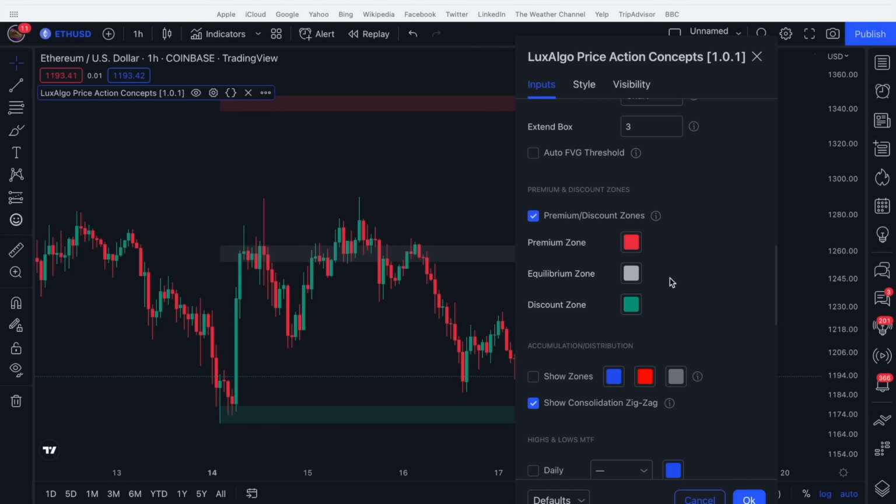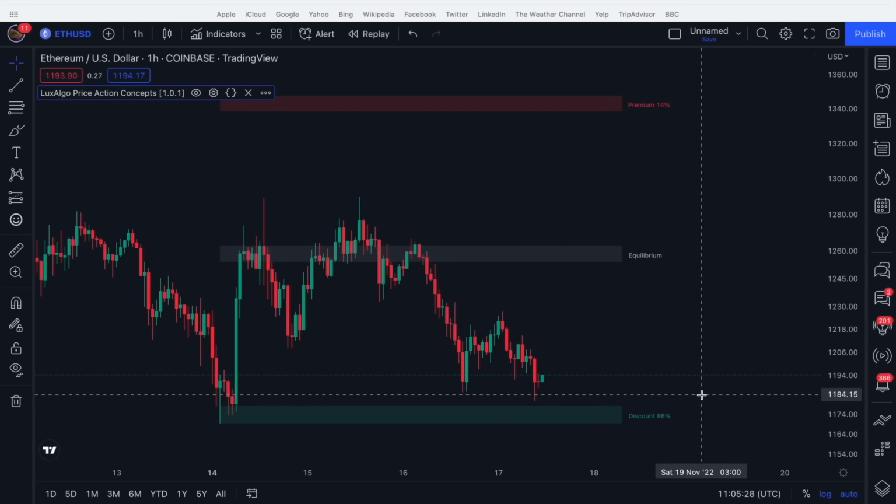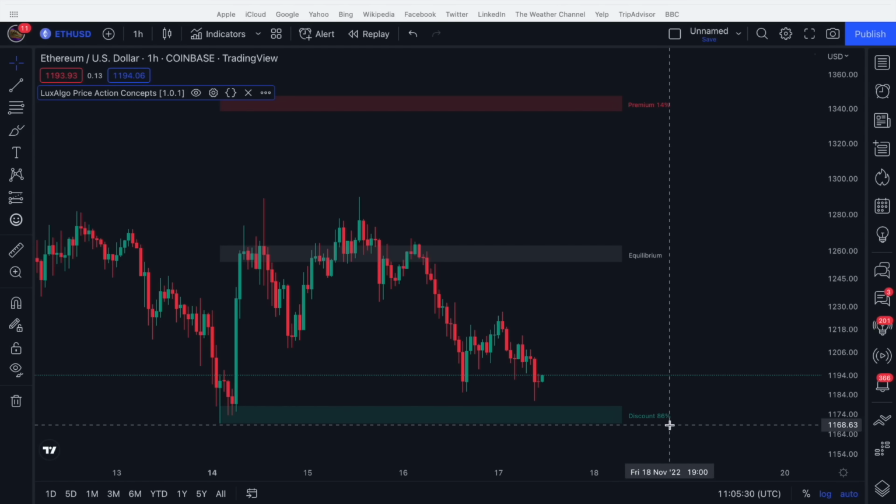The next feature we come to is the premium and discount zones. These are extremely simple. All these are showing is premium areas and discount. Premium is where the asset may be overbought or overpriced. You're buying at a really expensive rate. And discount is when it's cheaper. It's on discount. It's on sale. So here we see the asset is at 86% discount. So this means that asset is relatively cheap to buy at the moment.